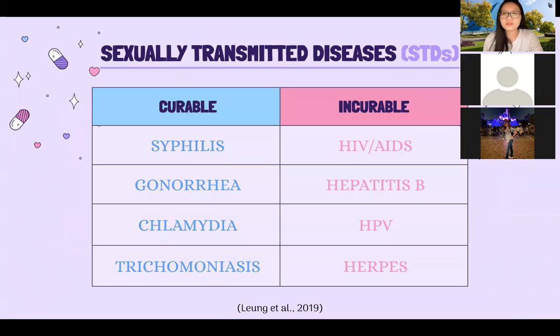There are 8 types of STDs, and out of these 8 types, there are 4 curable and 4 incurable types. The symptoms of STDs are usually unusual discharge from male or female genitals, sores, itchiness, redness, and painful or frequent urination.